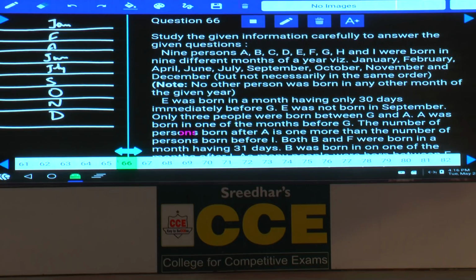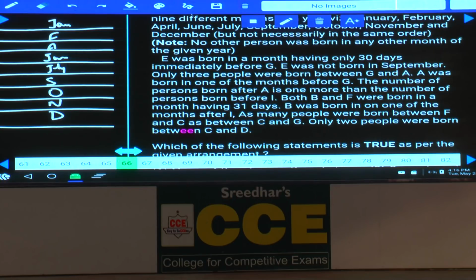Then condition number 1, E was born in a month having only 30 days, immediately before G. Now E immediately before G, these 2 persons are adjacent to each other, and E was born in a month having only 30 days. What are the different possibilities we can have for E? E can be in the month of April, June, September and November. There are 4 different. And E was not born in September. As E was not born in September, April, June and November. Hence there are only 3 possibilities, isn't it?